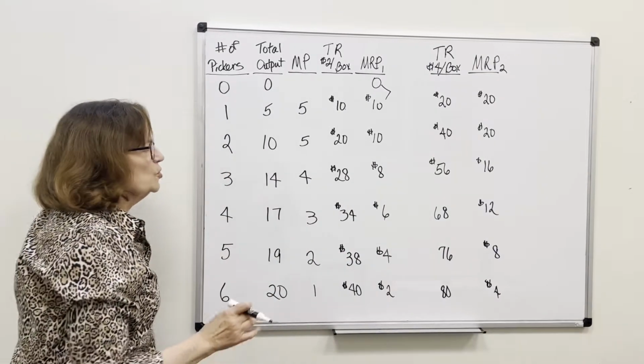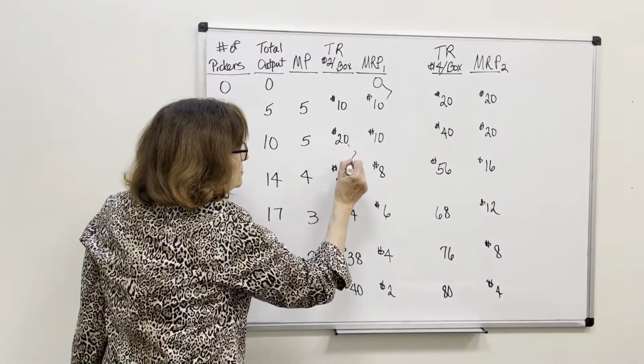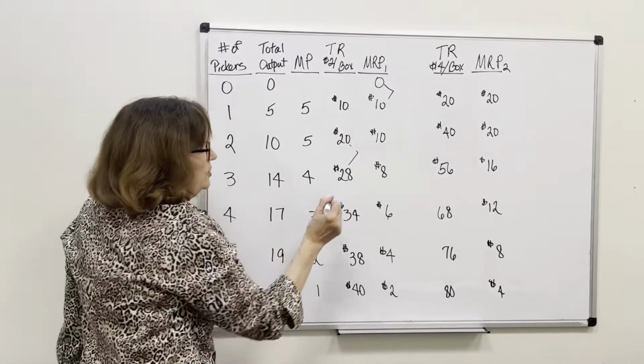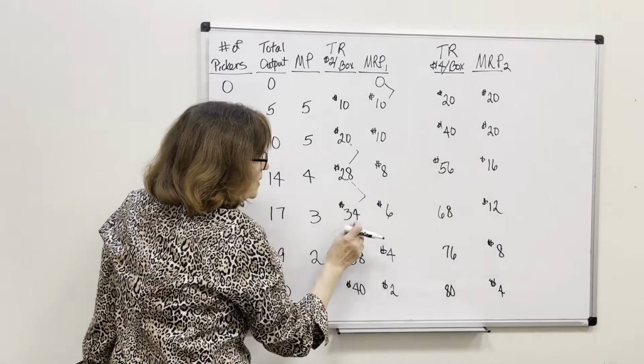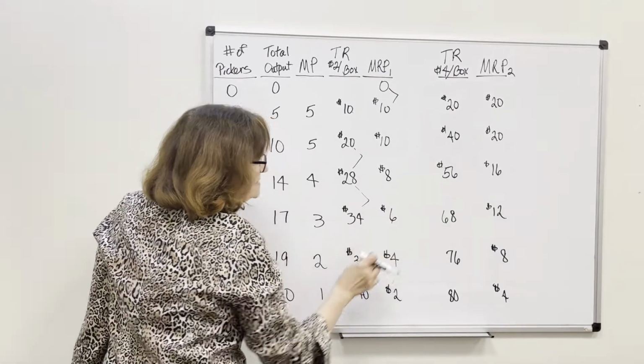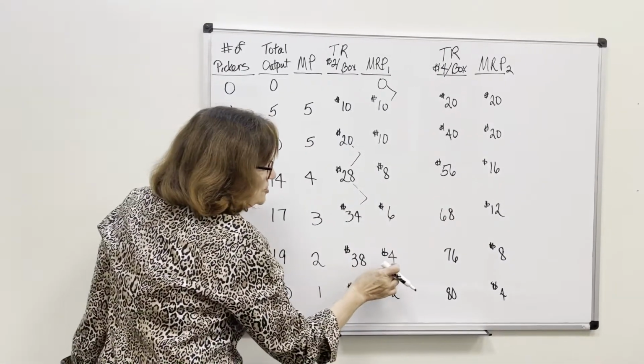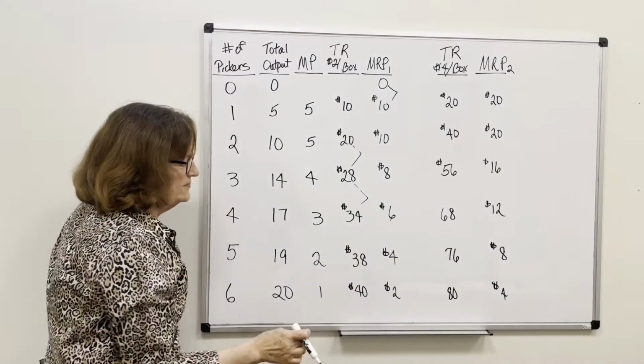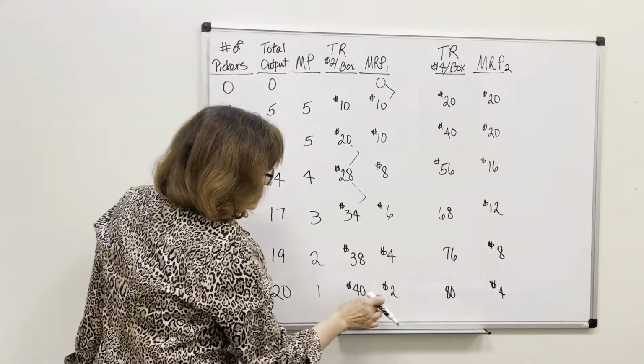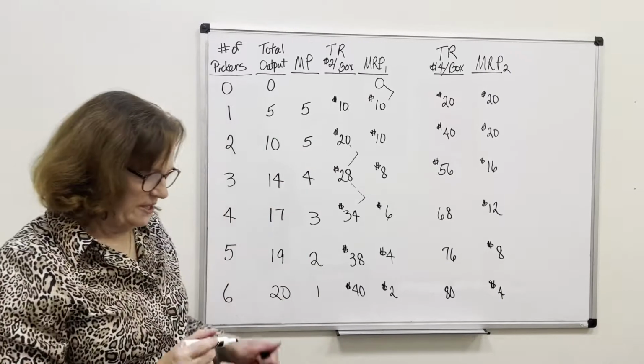When you hired the third worker, total revenue only increased by $8. When you hired the fourth worker, total revenue only increased by $6. The fourth worker generates $4 of additional revenue. The fifth worker and the sixth worker generate only $2.